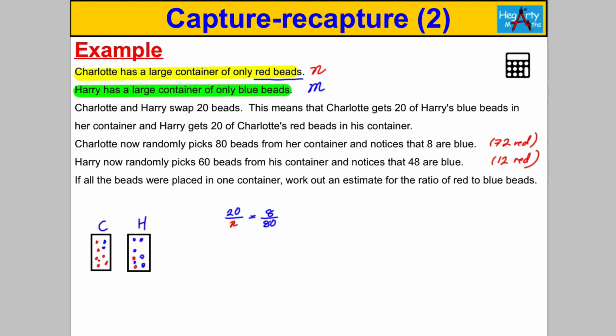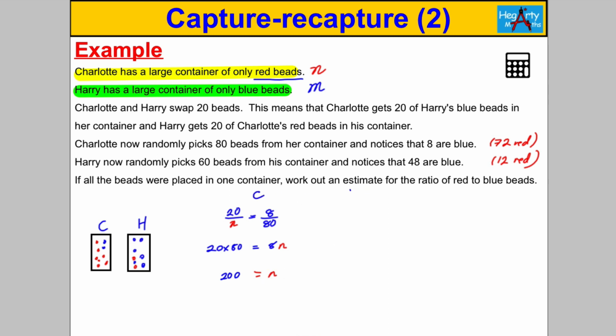Now, if you solve this for N, you would multiply both sides by 80, let's say. So we would get 20 multiplied by 80 is equal to 8N. And dividing both sides by 8, you would get, in this particular case, N is equal to 200. Okay? What about in Harry's situation?